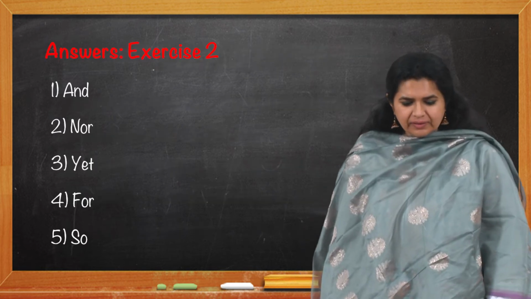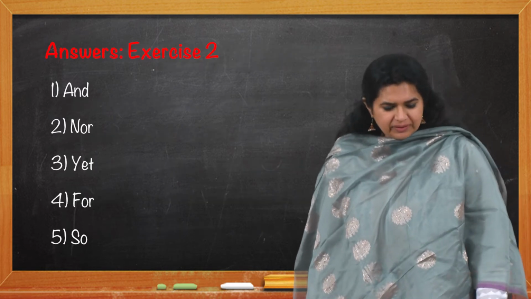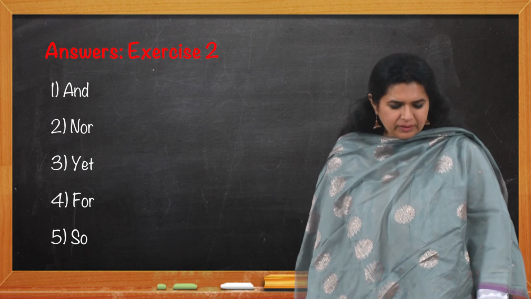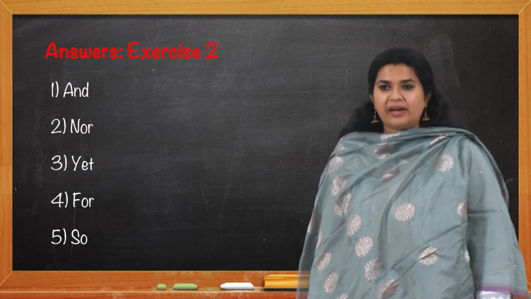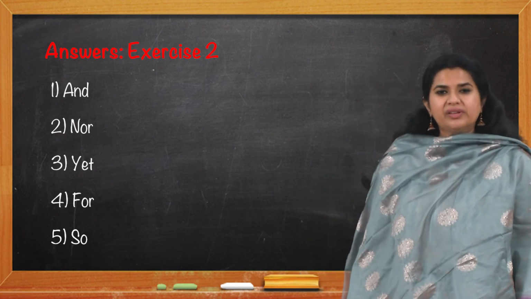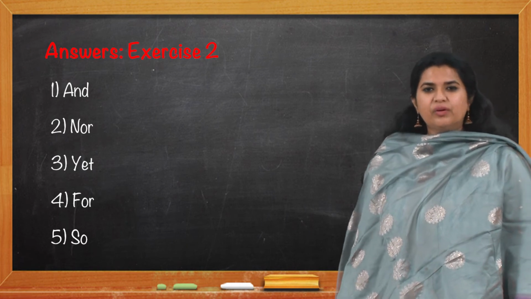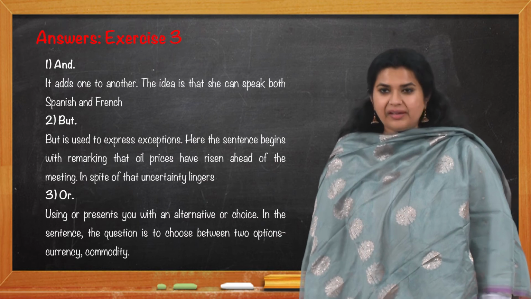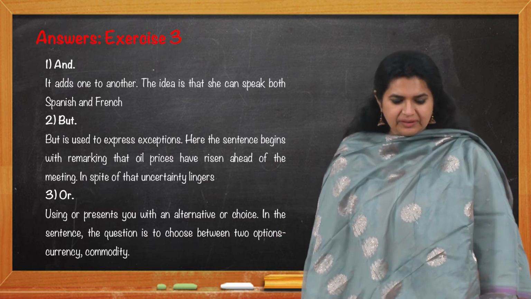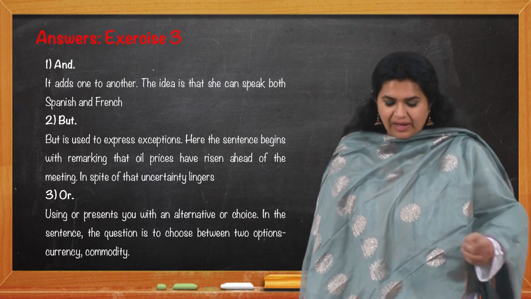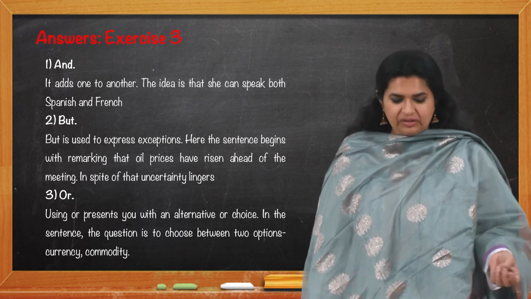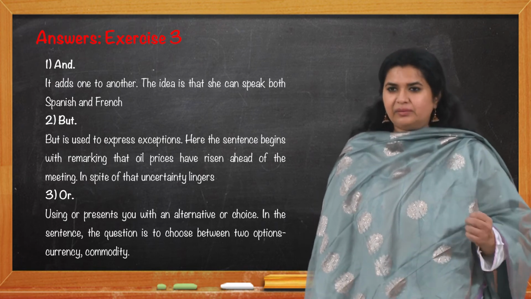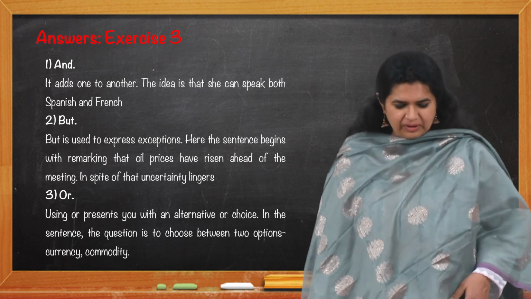So, answers to exercise 2: first and, second nor, third yet, fourth for and fifth. So, you use the words and you will find how accurately they fit in. And here are the answers to exercise 3. First is and, it adds one to another. The idea is she can speak both Spanish and French. She speaks Spanish and French.